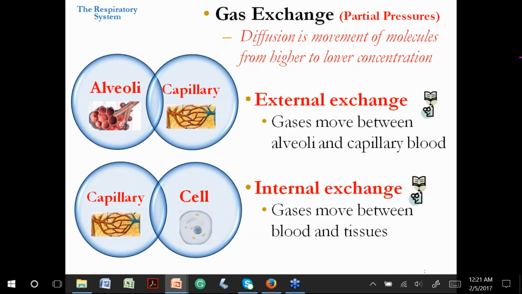And what is going to find the alveoli? The alveoli is surrounded by capillaries, and these capillaries are going to bring blood with low levels of oxygen. So that's why the alveoli, with a high concentration of oxygen, are going to make the oxygen pass to the capillary vessels. Then we have the internal exchange, where the gas moves into the blood and tissues.